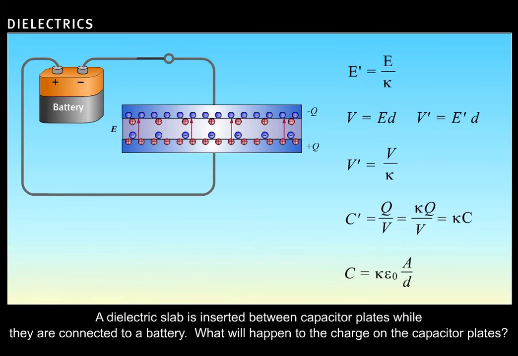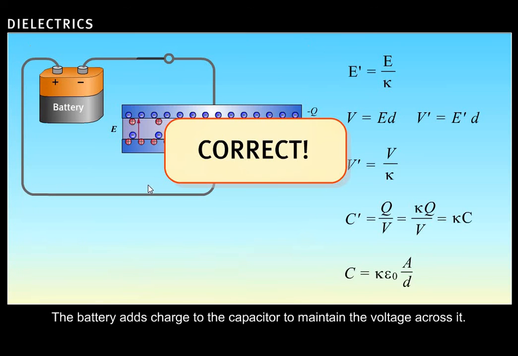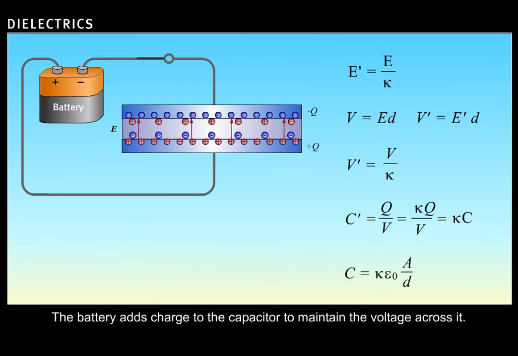A dielectric slab is inserted between capacitor plates while they are connected to a battery. What will happen to the charge on the capacitor plates? Correct. The battery adds charge to the capacitor to maintain the voltage across it.